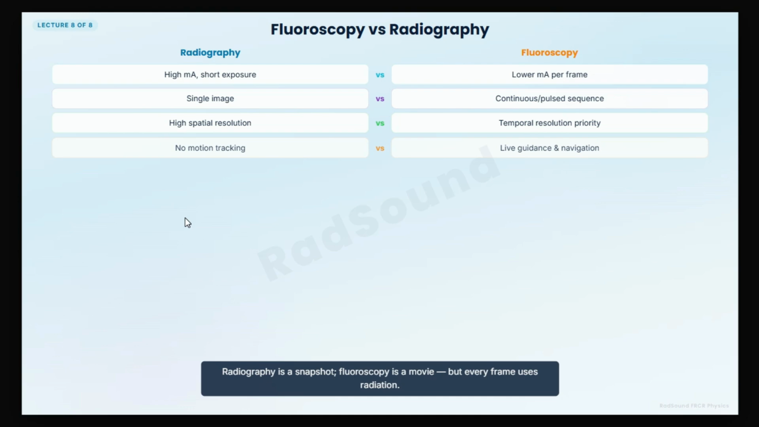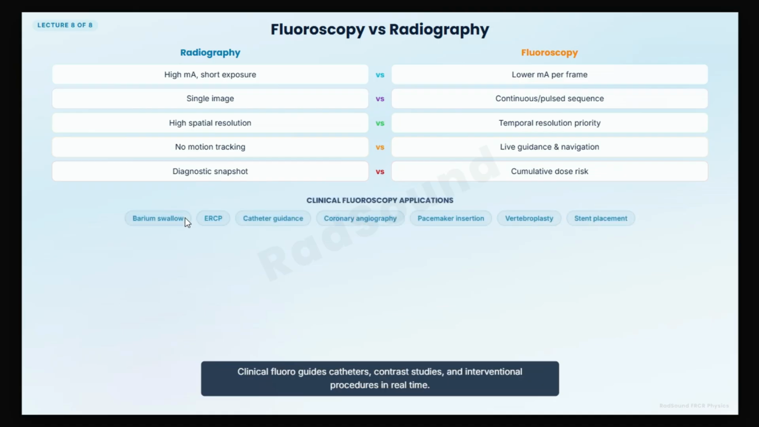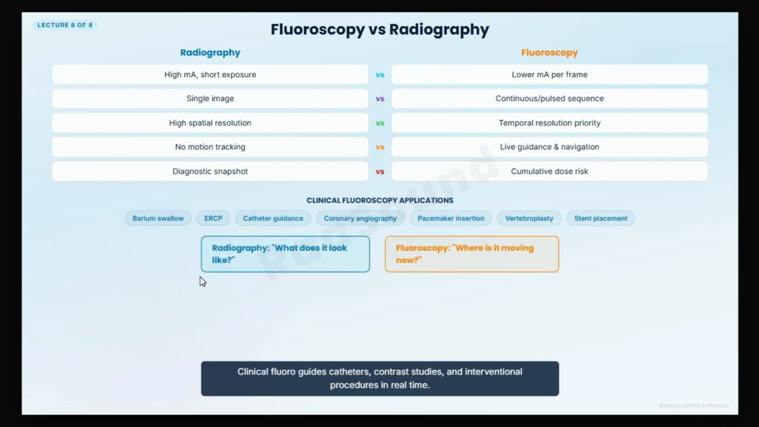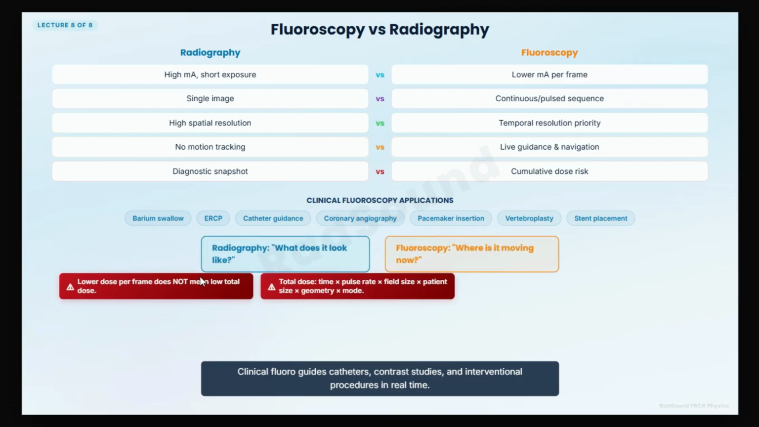It's a priority. So in radiography, there is no motion tracking, whereas in fluoroscopy, it's live guidance and navigation with the wires and the catheter insertion and other interventional procedures. Radiography is just a diagnostic snapshot, with just cumulative dose. Examples of fluoroscopy could be barium studies, ERCP, catheter guidance, coronary angiography, pacemaker insertion, vertebroplasty, stent replacement, and all other interventional procedures.